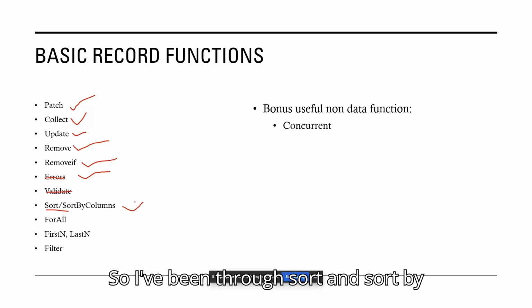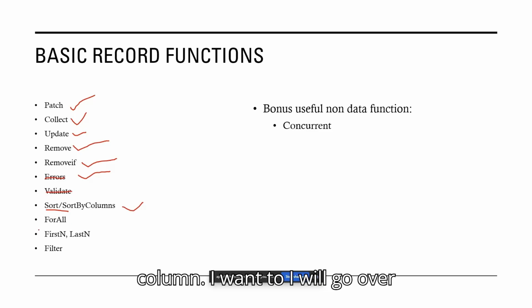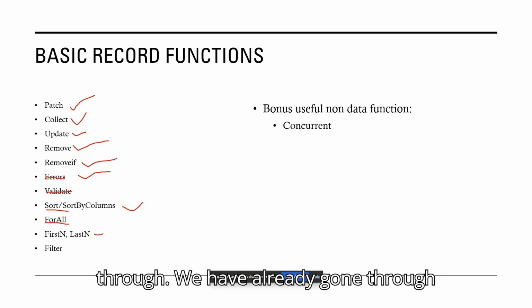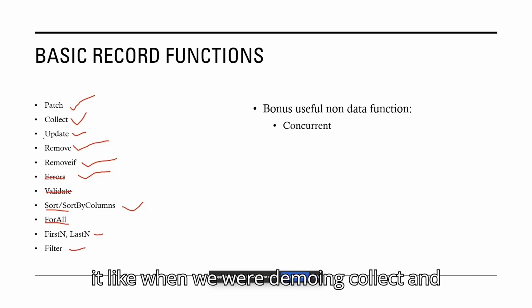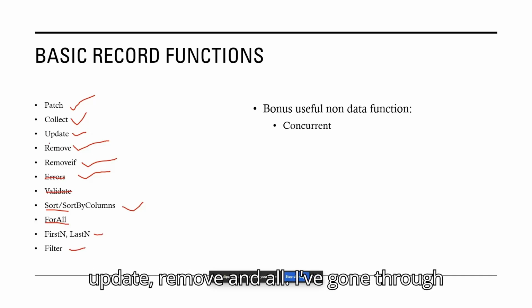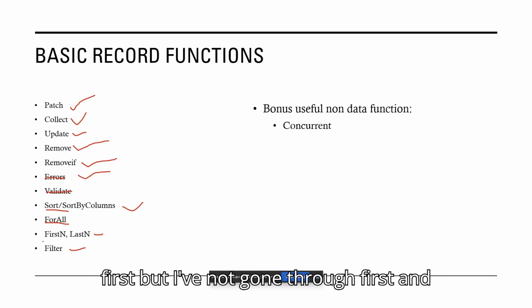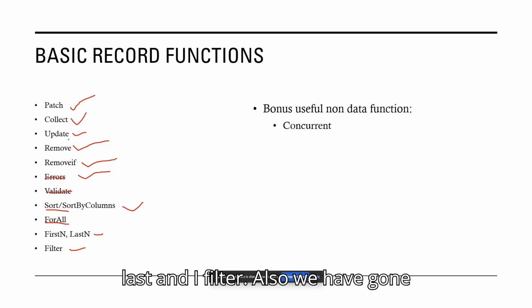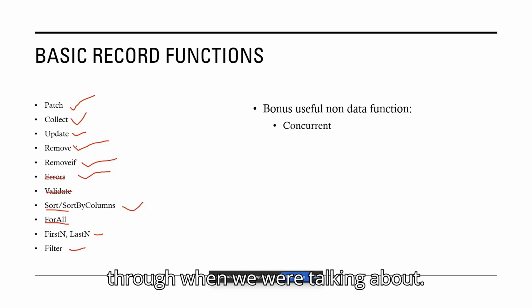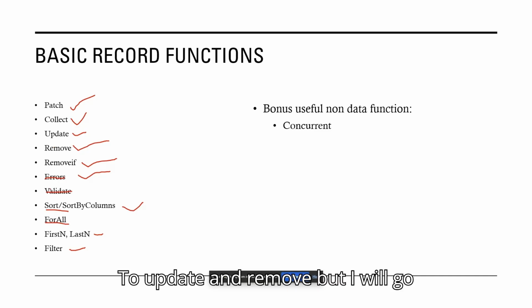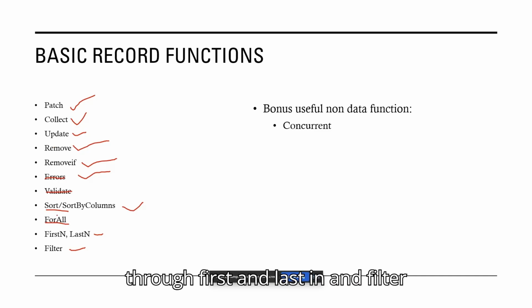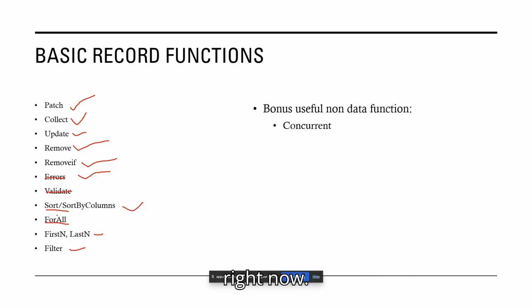So I've been through sort and sort by column. I will go over for all later. I will go to first n and last n right now, and I'll go through filter. We have already gone through it when we were demoing collect and update and remove and all. I've gone through first, but I've not gone through first n and last n. Filter also we have gone through when we were talking about update and remove, but I will go through first n, last n, and filter right now.